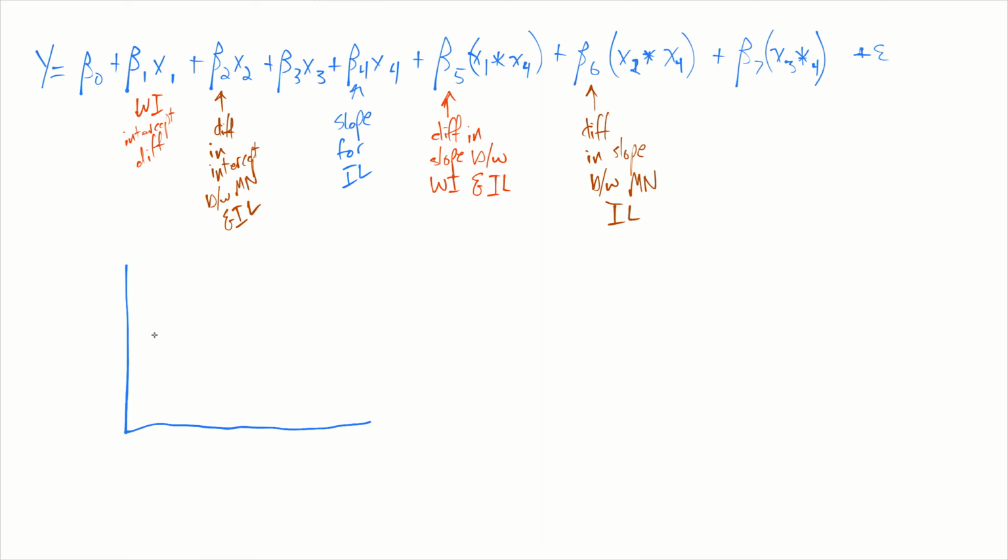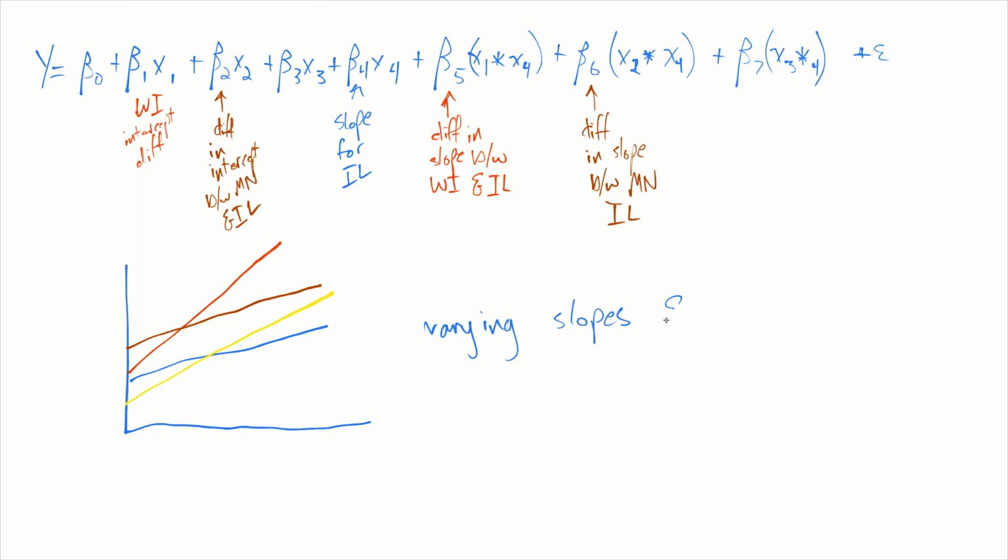So we might have this Illinois case, we might have this Wisconsin case. Well, it's probably not going to decrease. We might have a Minnesota case, and then let's say we have some Iowa case. Okay, so you have varying slopes and varying intercepts.